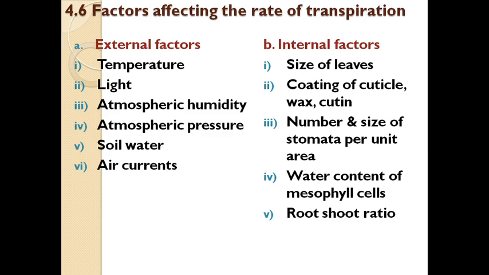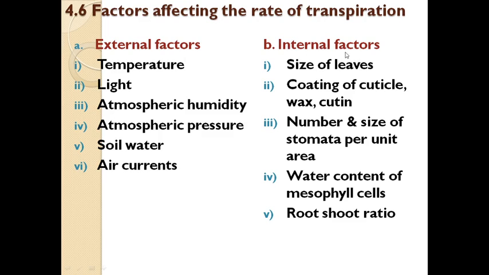The last external factor is the air current, also called wind velocity. When wind blows, it removes the water vapor from the vicinity of the plant. As a result, the humidity of the surrounding air near the plant decreases. When humidity near the plant decreases, the rate of transpiration increases. But at very high wind velocity, the stomata are closed. So student, this is regarding the external factors.